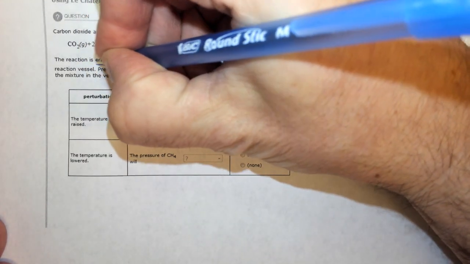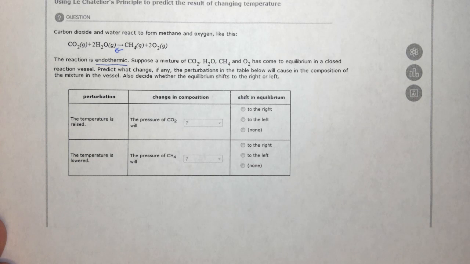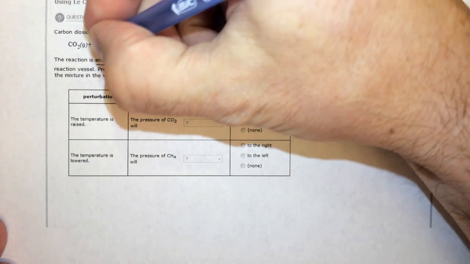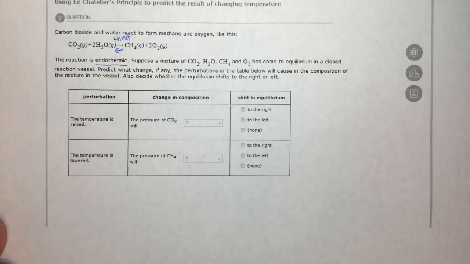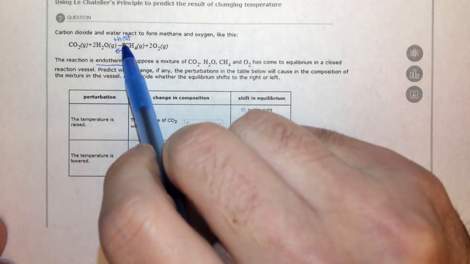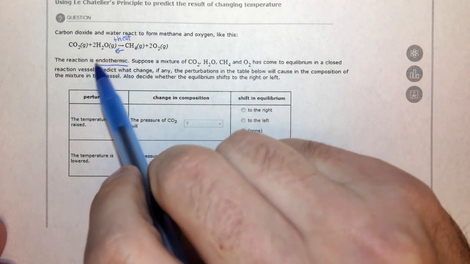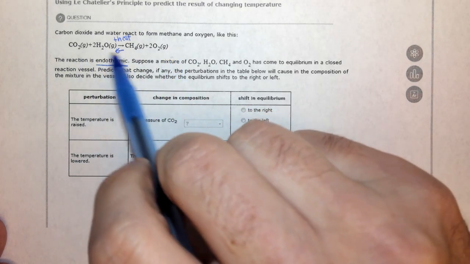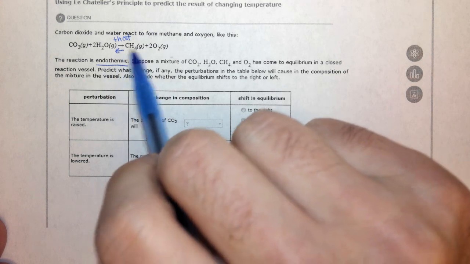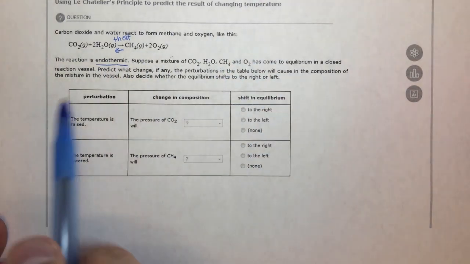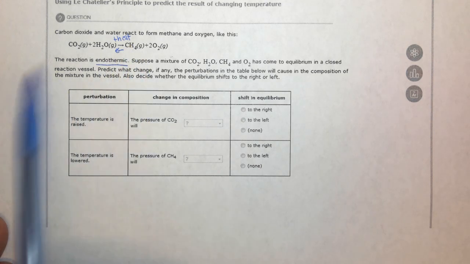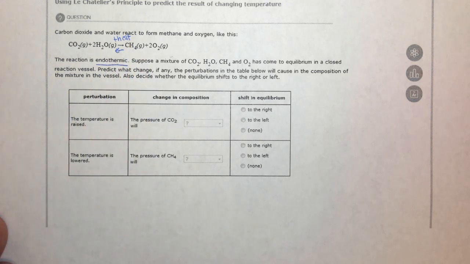Second, the reaction is endothermic. The way I learned this is we consider for an endothermic reaction that heat is a reactant. So heat is a reactant because if you want to drive the reaction forward, you have to add heat. For an exothermic reaction, heat would be a product. So here, heat is a reactant, and in the other case, heat would be a product.